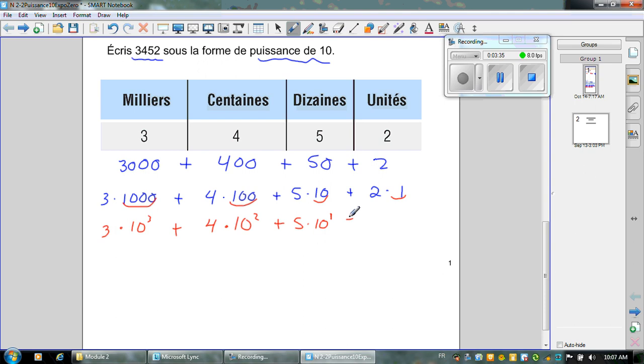Finally, let's look at the pattern. 3, 2, 1, 2 times 10 to the power of, well, 0. Because any base exponent 0 is going to give me 1.